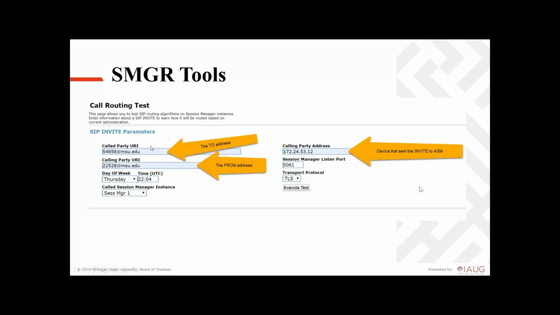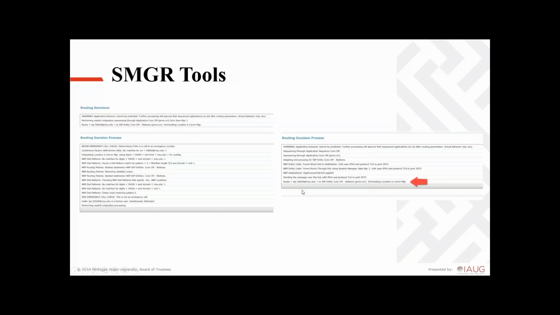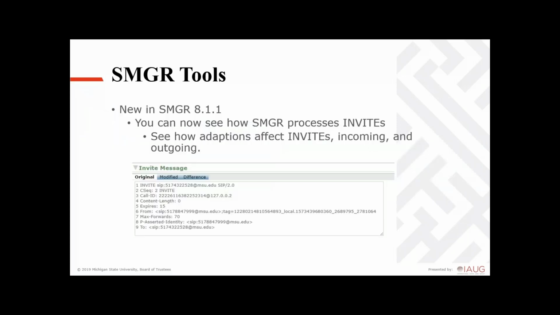But you would have a called party URI. You need to have the full SIP URI, so that includes your domain, the calling party, and the date and time, if you have dialing rules based off date and time. Then the Session Manager instance, the calling party address, and the listening port. Then you can execute the test, and it's going to output its decision tree. I'm going to show that here live in just a second.